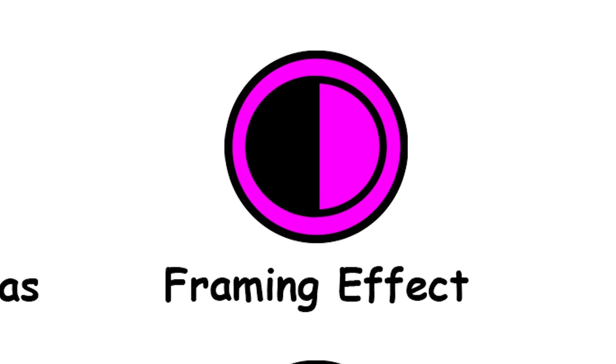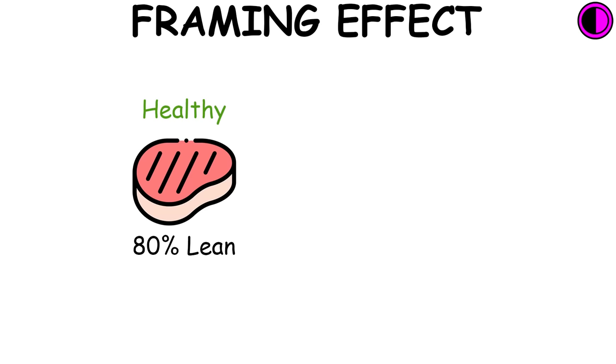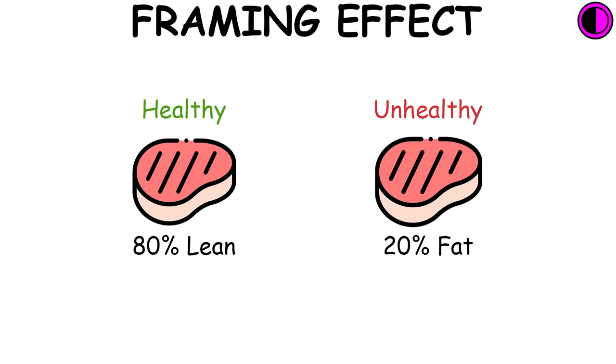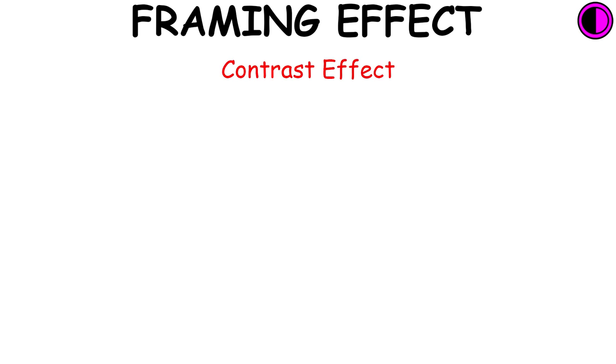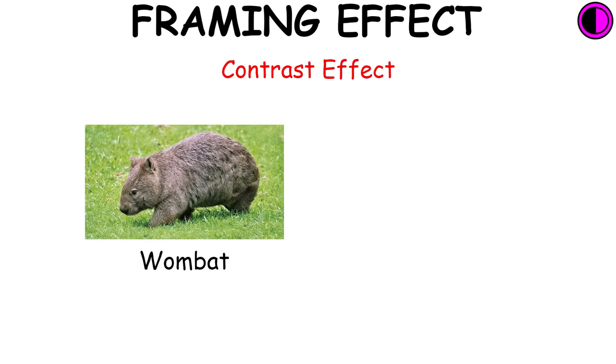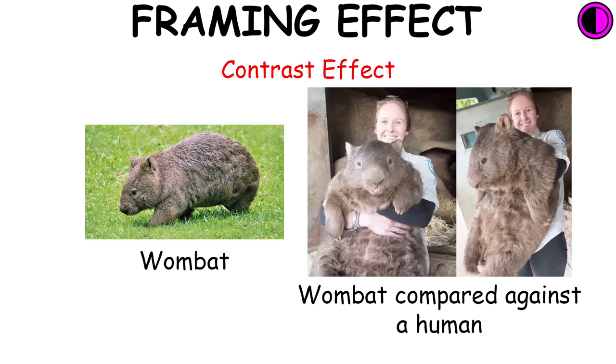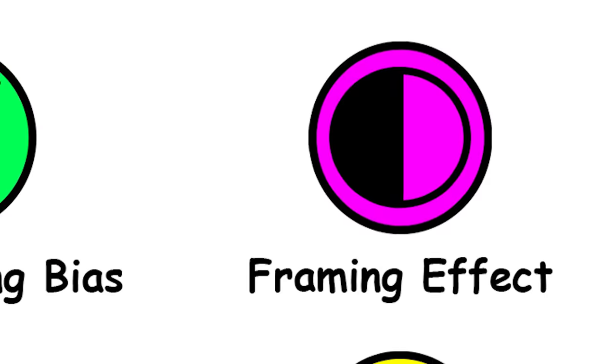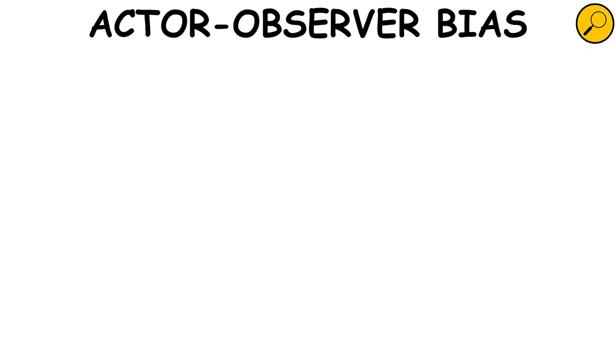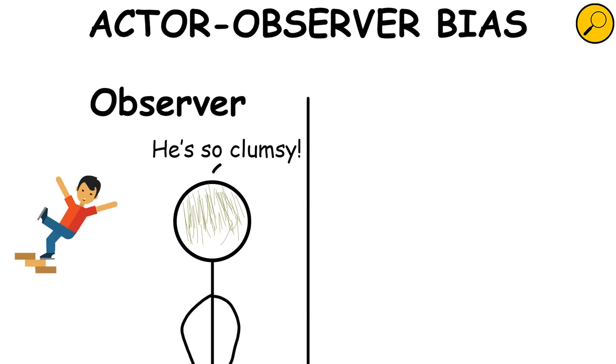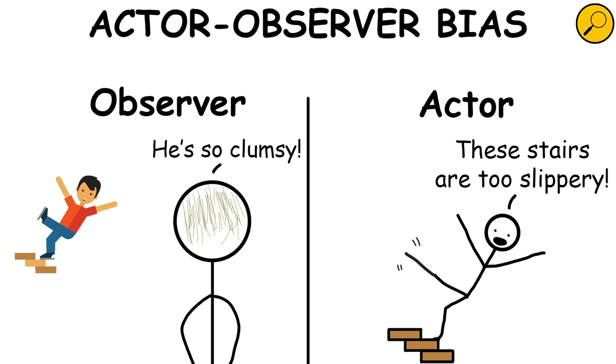Framing effect. The framing effect is the tendency to draw different conclusions from the same information, depending on how that information is presented. This includes the contrast effect, which is the enhancement or reduction of a certain stimulus's perception when compared with a recently observed contrasting object. Actor-observer bias. It's the tendency for explanations of other individuals' behaviors to overemphasize the influence of their personality and underemphasize the influence of their situation, and for explanations of one's own behaviors to do the opposite.